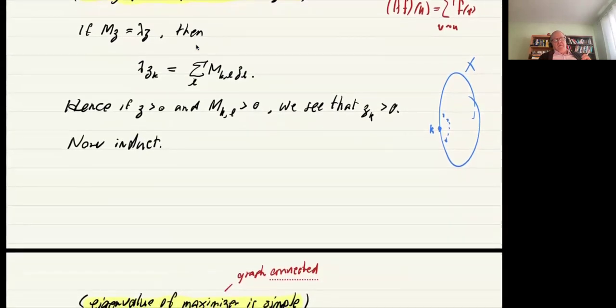Now, the Perron-Frobenius theorem, fully stated, also tells you that if you have an eigenvalue with the same absolute value as the largest eigenvalue, then the ratio is a root of unity, and the graph has some regular structure, but we won't go into that. We don't need it.